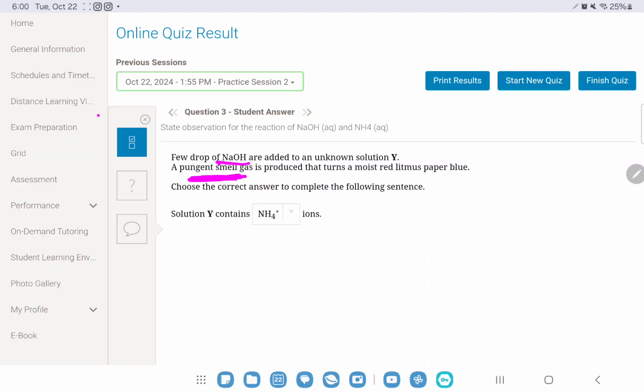I think NH4 plus is the only cation that has a pungent smell. And let me check. Yeah, so NH4 is the only cation that has a pungent smell. So when you see pungent smell, it's always something to do with ammonia or ammonium. And red litmus paper blue, because like we said in the previous example, these are basic, so they will not react with NH3, of course, because the NH4 is NH3 but in a different way. And they're basic, so you can only use them with moist red litmus paper, and they'll turn it blue. So red to blue. Let's move on.